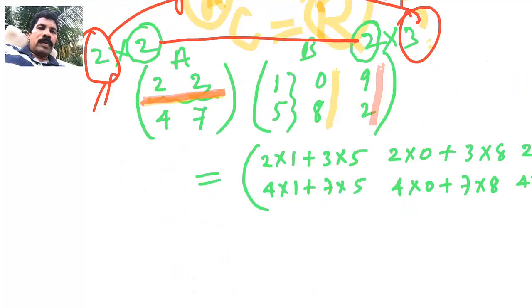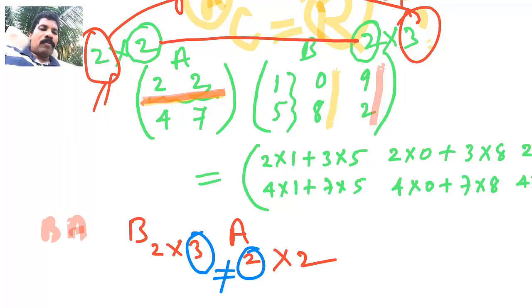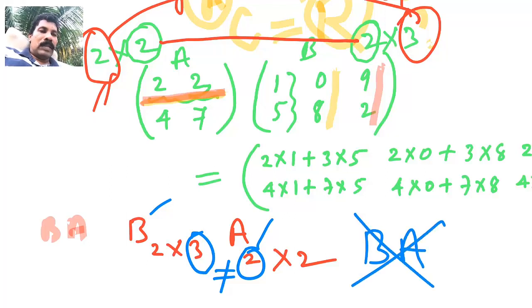That's all. Here we could find a product AB. Then is it possible in this case to find a product BA, that is B first and A second? Here you can see the order of B is 2 by 3, and the order of A is 2 by 2. So you can see that these numbers are not equal. That is, the number of columns of the first matrix and the number of rows in the second matrix are not equal. Therefore, here we cannot find BA. You cannot find BA in this case.